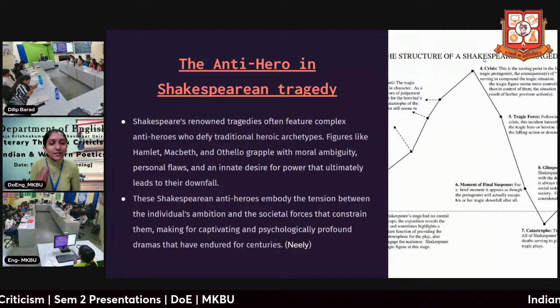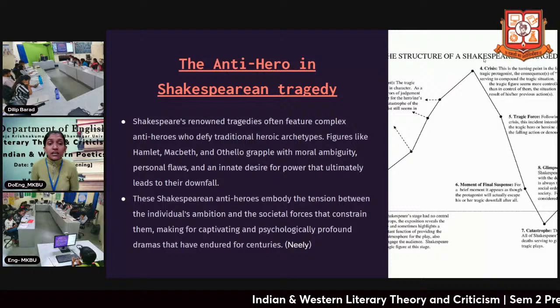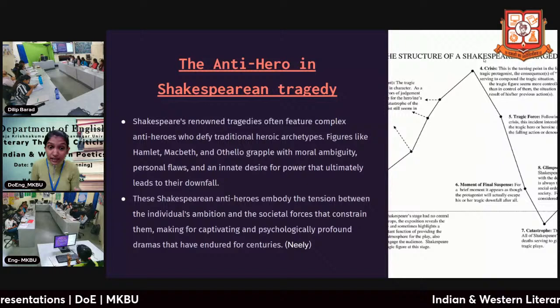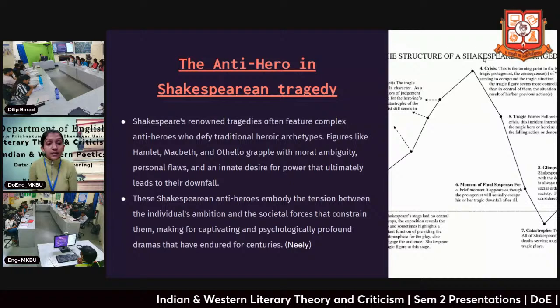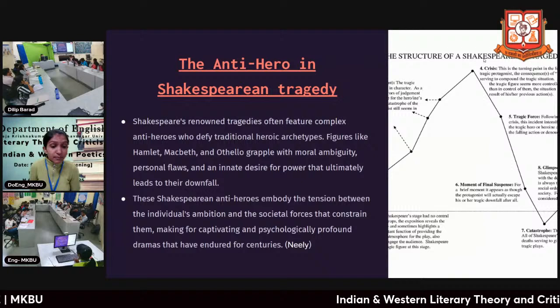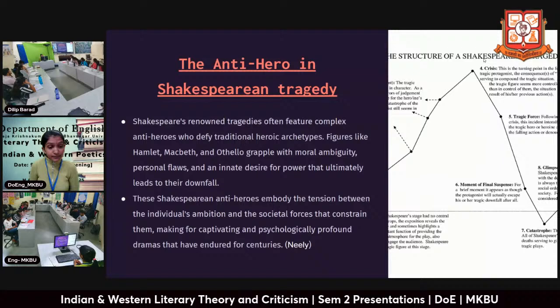Shakespeare's renowned tragedies often featured complex anti-heroes who defy traditional heroic archetypes. Figures like Hamlet, Macbeth, and Othello grapple with moral ambiguity, personal flaws, and an innate desire for power, which ultimately leads to their downfall. These Shakespearean anti-heroes embody the tension between the individual's ambition and the societal forces that constrain them, making for captivating and psychologically profound dramas that have endured for centuries. This I have taken from Neely's article.